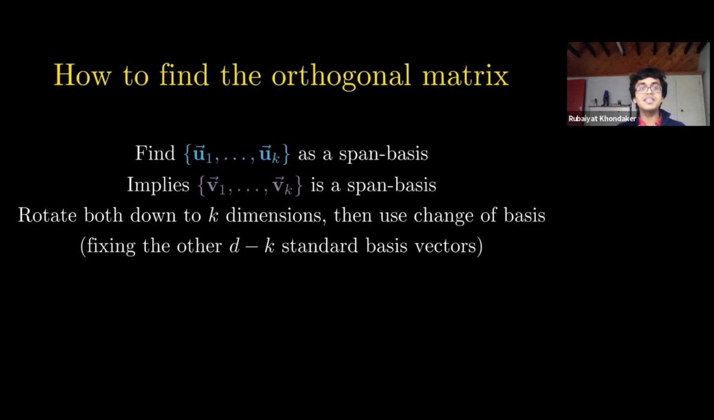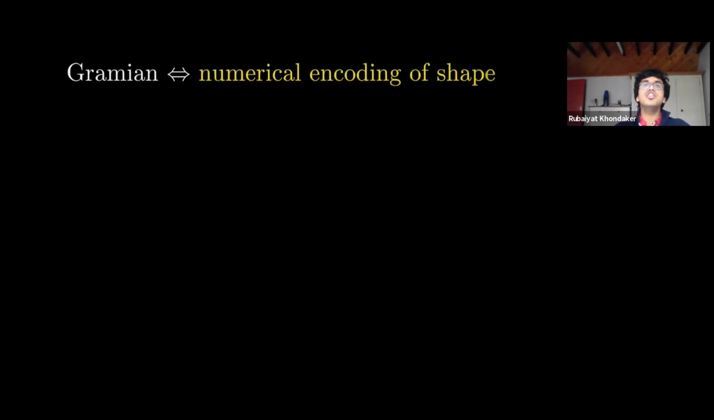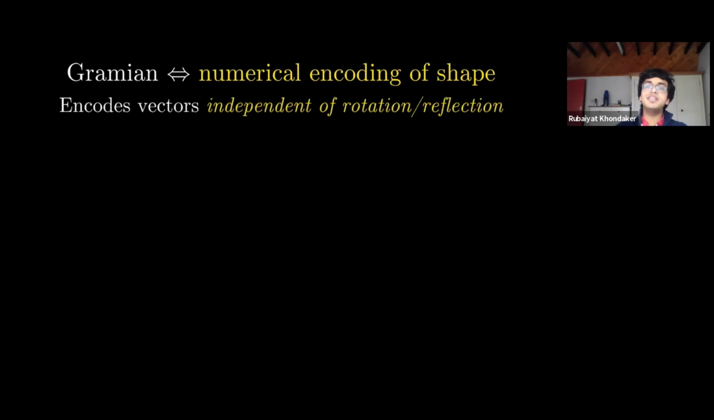So this is what I meant when I said you can use the Gramian to numerically encode shape, because it's a way to encode vectors as independent of rotation and reflection. Because if you have vectors with that Gramian, then if you rotate them or reflect them, that doesn't change the Gramian. And also, if two sets of vectors have the same Gramian, then you can rotate one into the other. It's like an if and only if.